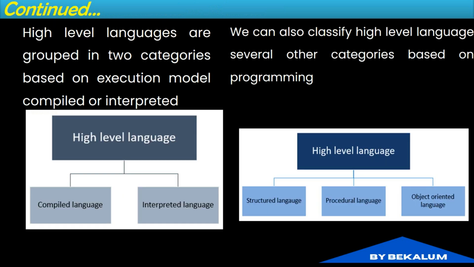So let's see the categories of high-level programming language. Based on their execution model, they can be categorized as compiled and interpreted languages. Compiled languages use compilers to translate the source code to the corresponding machine code, whereas interpreted languages use interpreters to translate the source code to the corresponding machine code. In terms of their programming paradigm or programming style, you can categorize a high-level language into structured, procedural, and object-oriented language. It's enough for today.